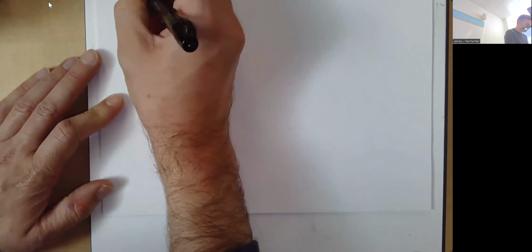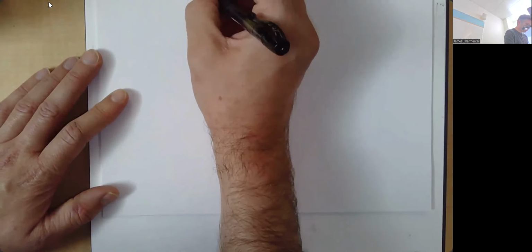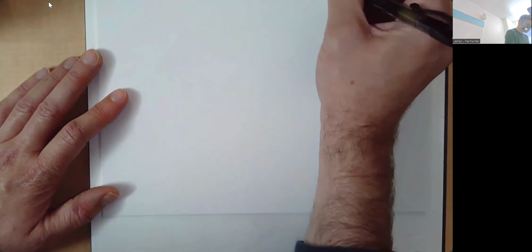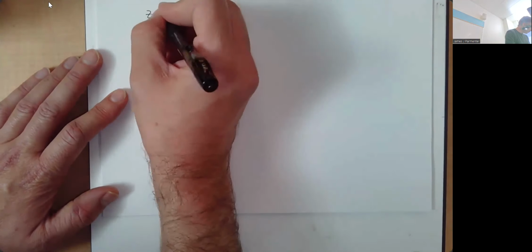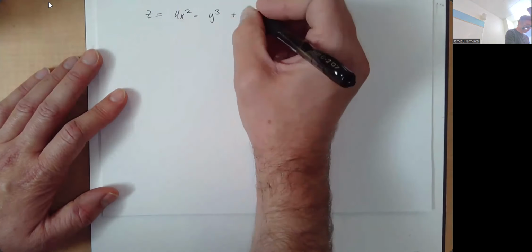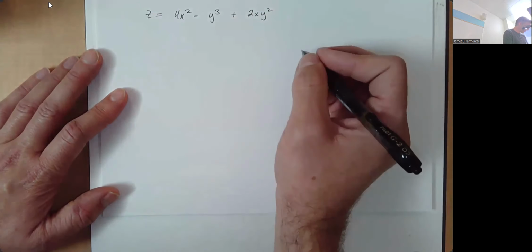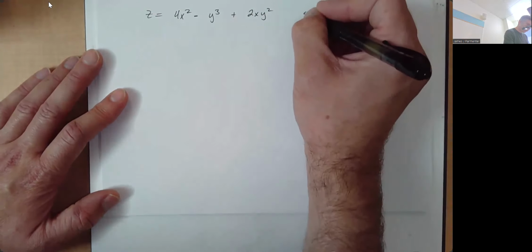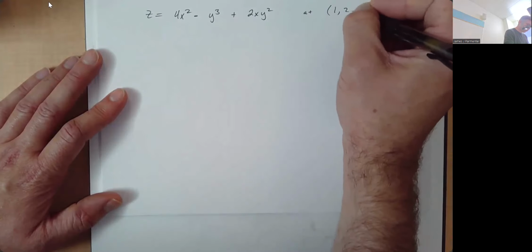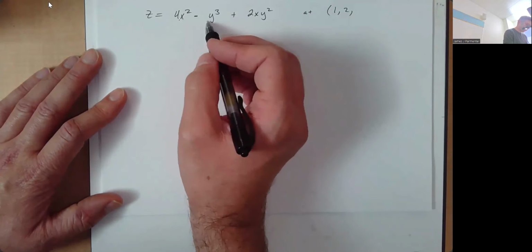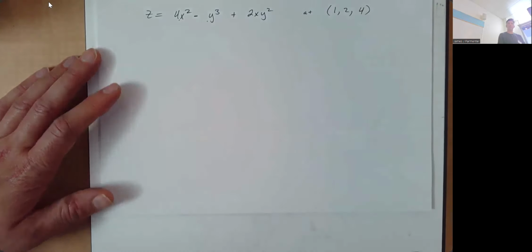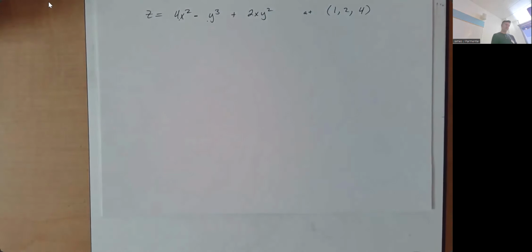So let's say we want to find the equation of the tangent plane to z equals 4x squared minus y cubed plus 2xy squared. Oh, I did something dumb. That's fine. At the point 1, 2. I changed some things.